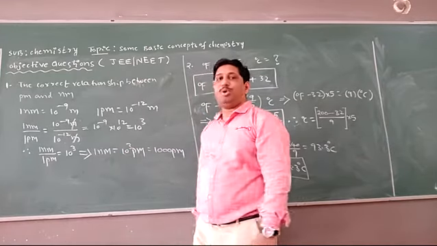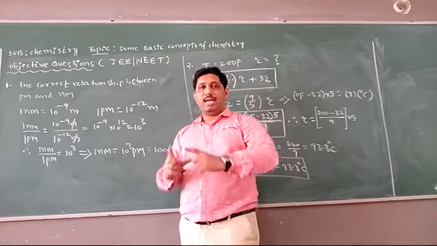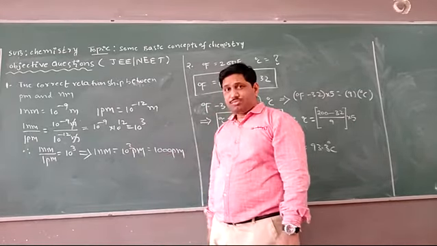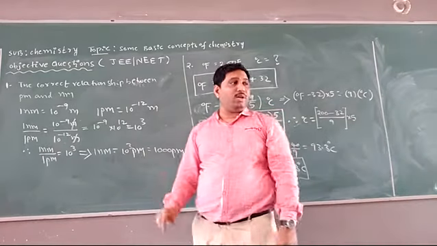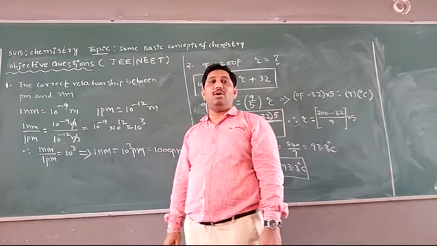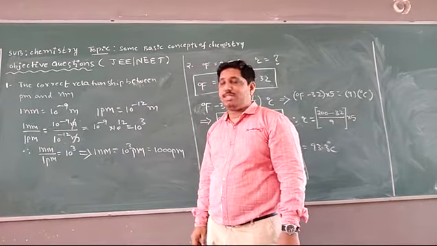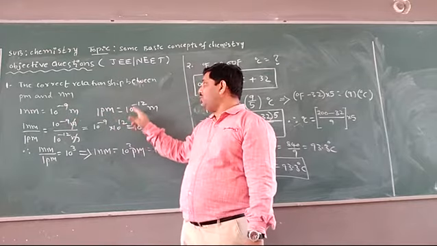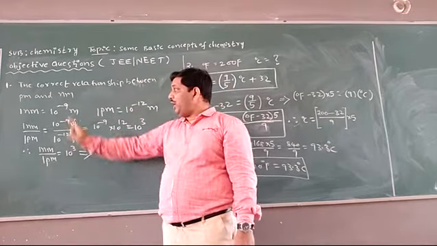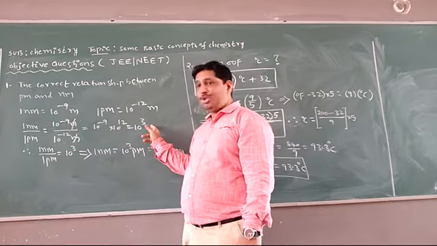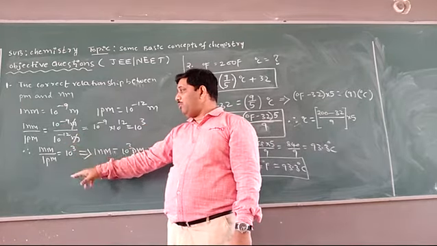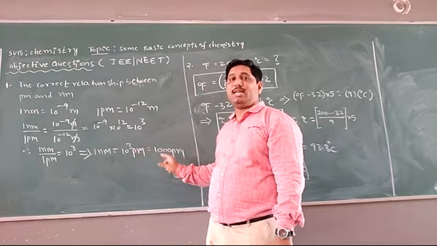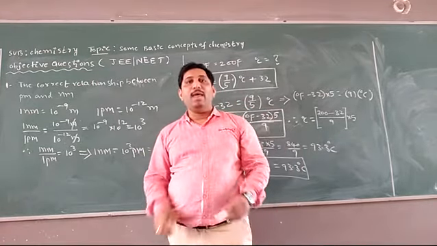That is 1000 picometer. The relation between nanometers and picometers is 1 nanometer is equal to 1000 picometers. Is it clear, students? Once again, 1 nanometer is equal to 10 to the power of minus 9 meter, 1 picometer equal to 10 to the power of minus 12 meter, 1 nanometer by 1 picometer is equal to 10 cube. It implies 1 nanometer is equal to 10 cube picometers, that is 1000 picometers.